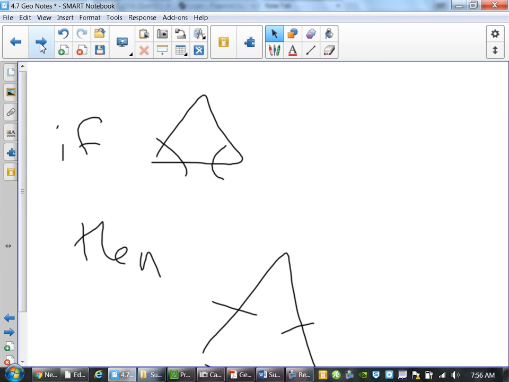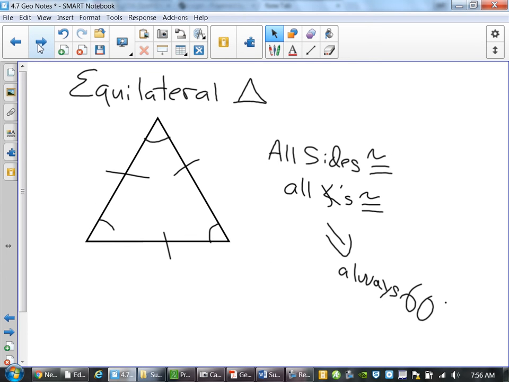So, let's see. Let's go through these. Equilateral triangle. You guys already knew this as well from back in the first section. When you have an equilateral triangle, it just means that all your sides are the same.